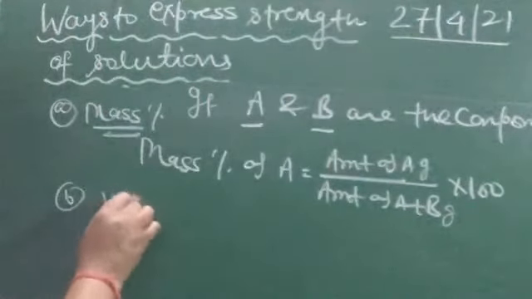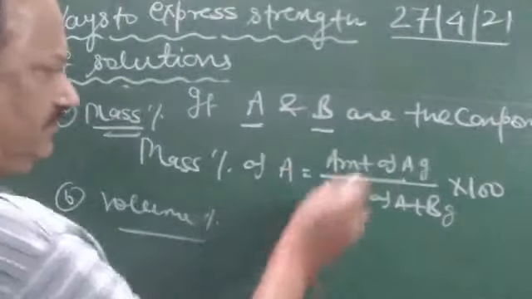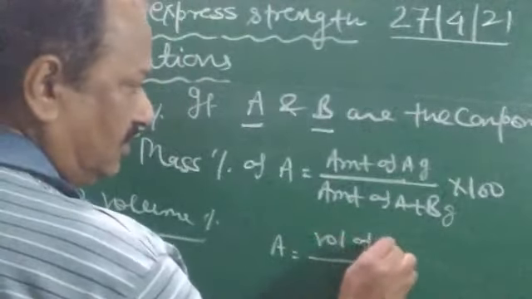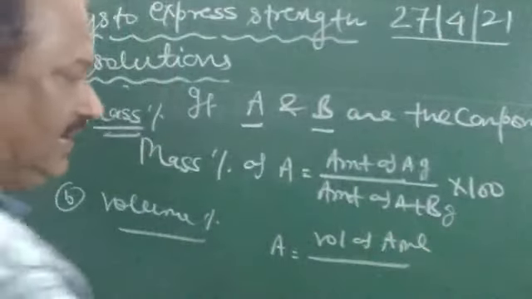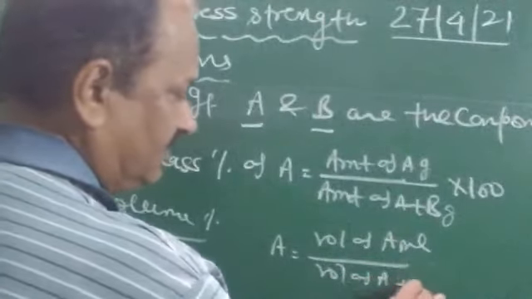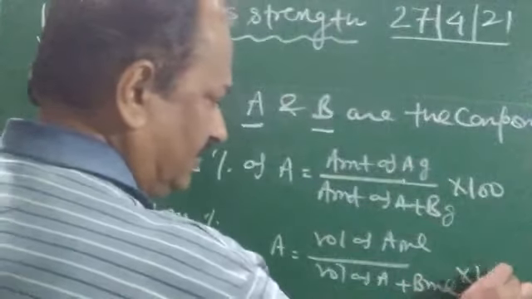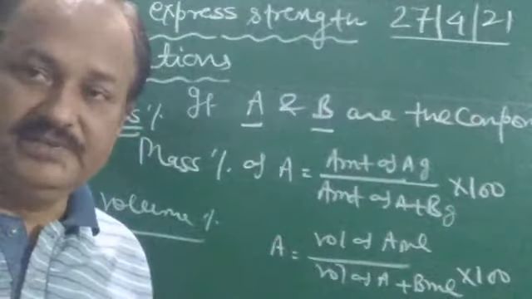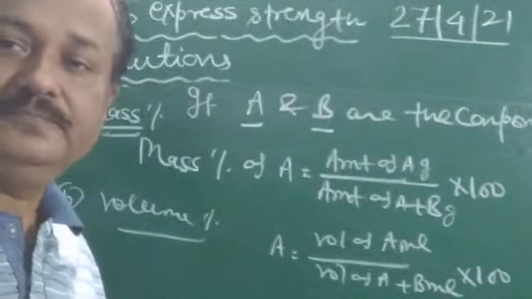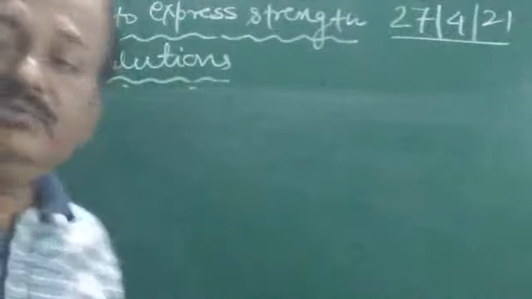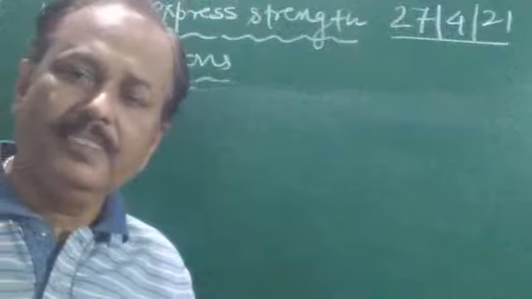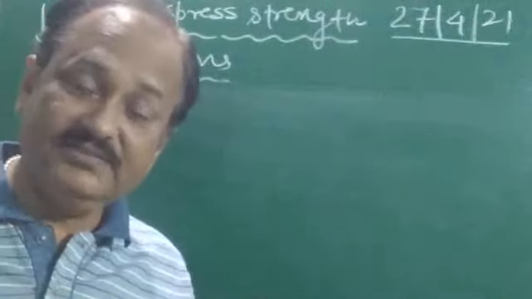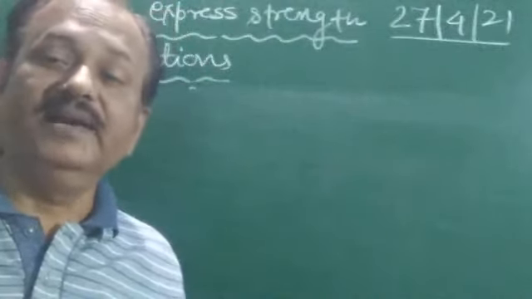Then there can be the volume percentage. So if there is the A, here we take the volume. So volume of A, measured in terms of ml, and then volume of A plus B in ml, multiplied by 100. There is a third option also, that is mass upon volume percentage. So it can be either mass upon volume or volume upon mass. Actually, these different ways are used to express the strength of liquid medicines, cough syrups and different solutions.